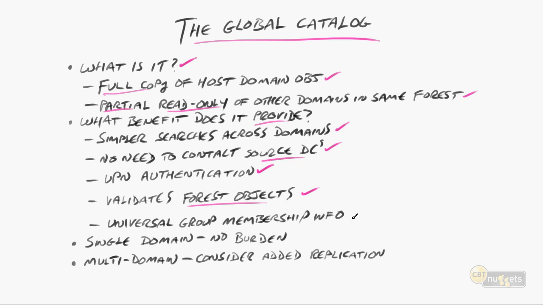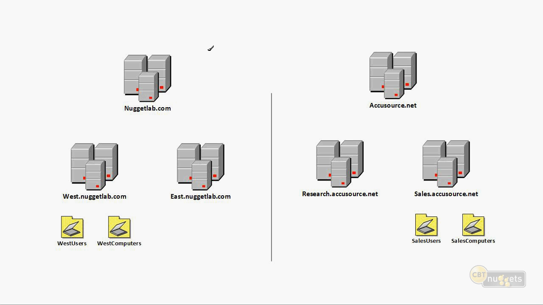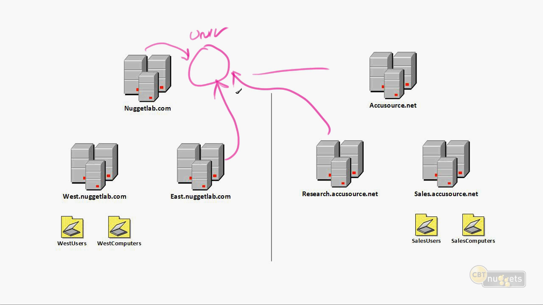And then universal group membership information is also very important. We'll talk more about groups at a later point in time. But the basic idea here is I can create what's called a universal group. And it can contain objects from my own domain as well as objects from any other domain in the forest. And if we have a forest trust here, for example, it could take objects from this domain over here.